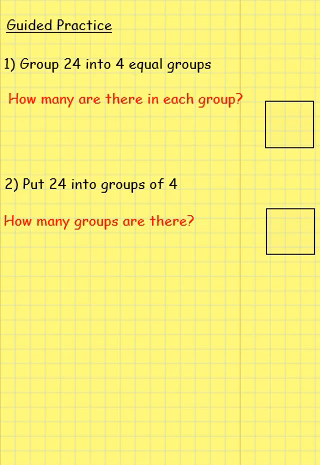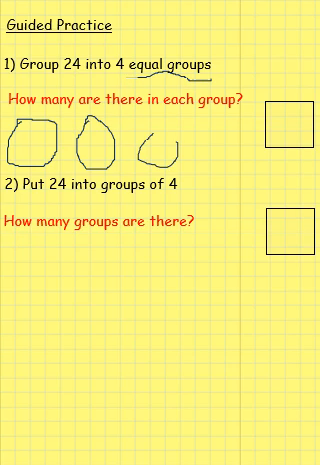For this question, if it was me answering it, I'd be thinking about drawing 4 circles or 4 groups to show me that I'm looking at this part here about equal groups.